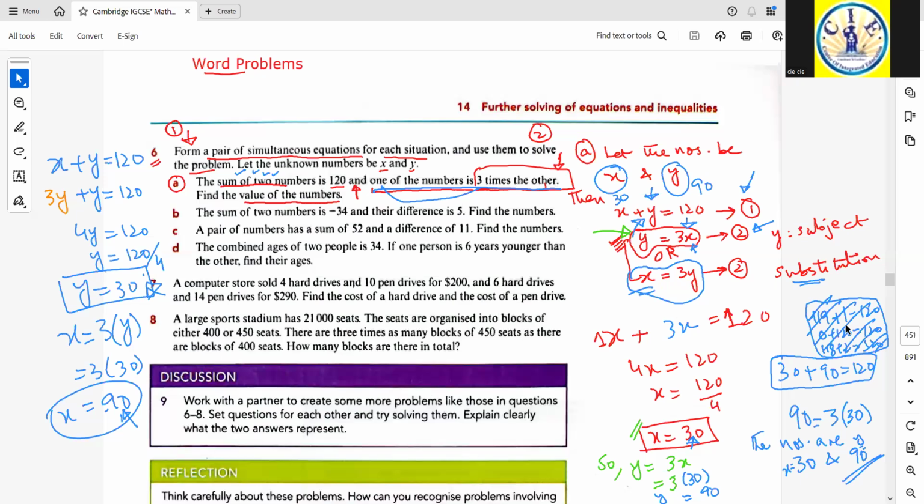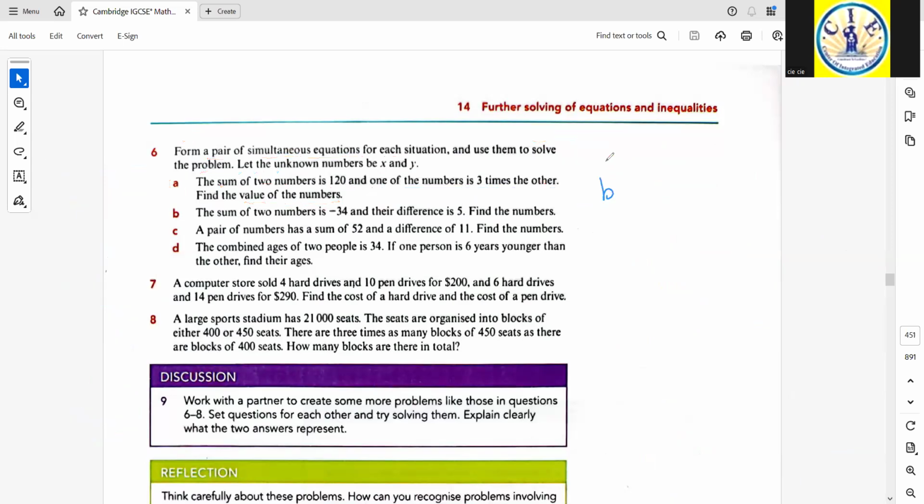Now we proceed to part B. The sum of two numbers is negative 34. So again, let the numbers be x and y, and it is given that the sum of the numbers, x plus y, is equal to negative 34, and the difference is 5. So x minus y is equal to 5.